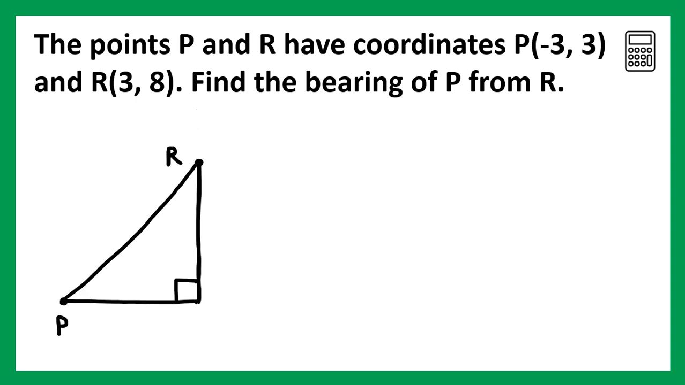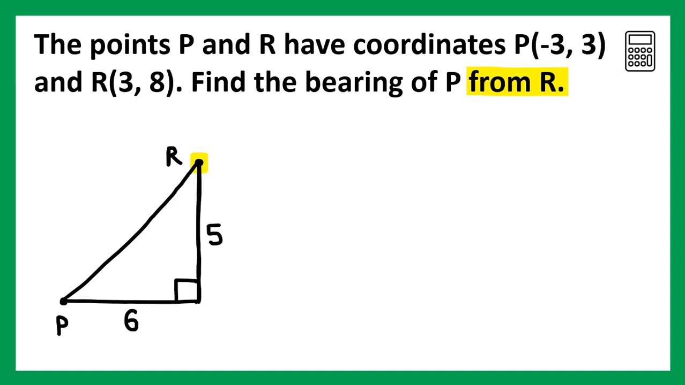I can use the coordinates to find the lengths of the horizontal and vertical lines in the right angle triangle. In the x direction, it's gone from -3 to 3. That would be a difference of 6. And in the y direction, it's gone from a coordinate of 3 up to 8, meaning the length or the difference would be 5. To find the bearing of P from R, we're going from R, which will be from this point.